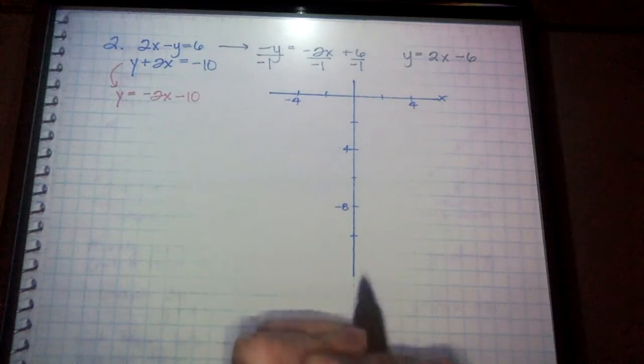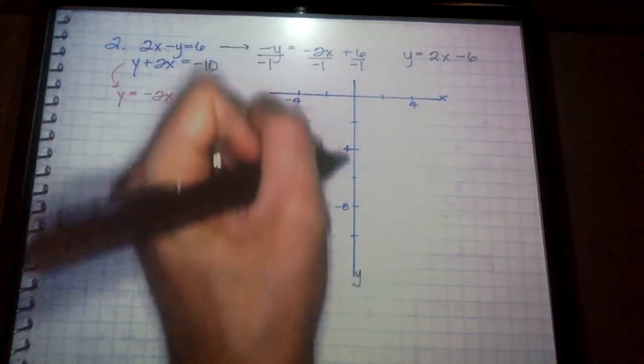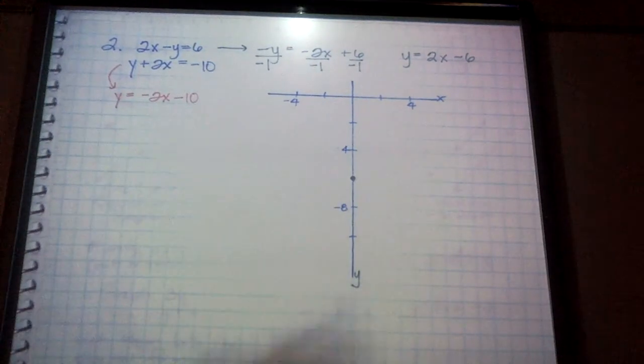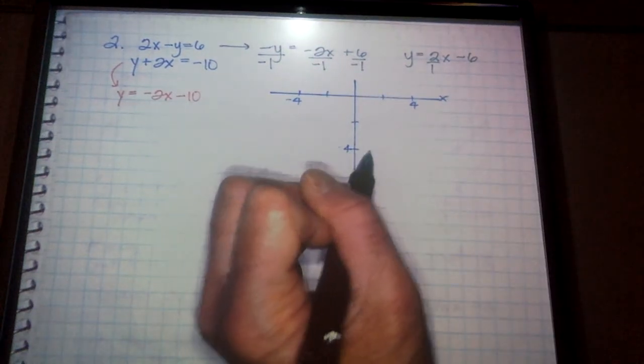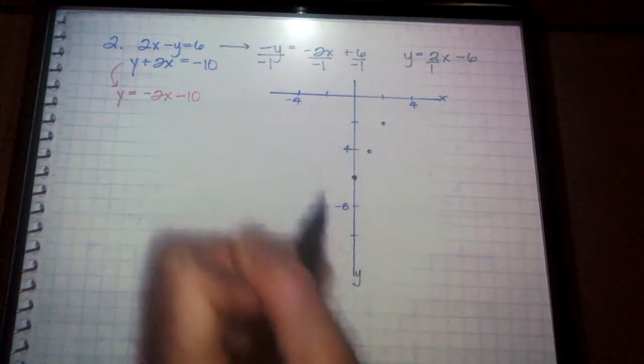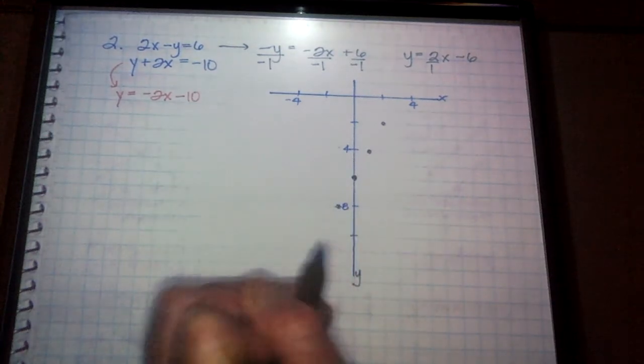So remember this is my y-axis. On y, I have a point at negative 6. My slope is 2 over 1, and it's positive. So up 2 to the right, up 2 to the right, down 2 to the left, down 2 to the left.